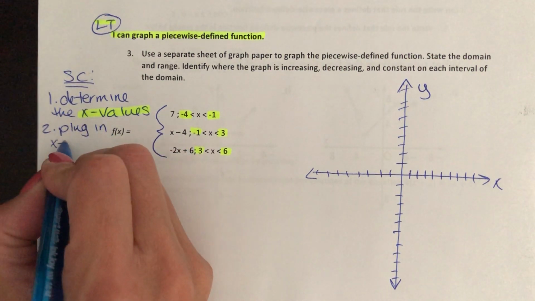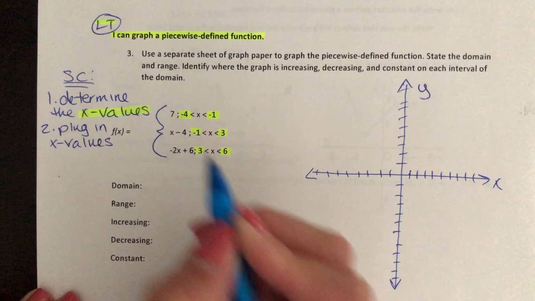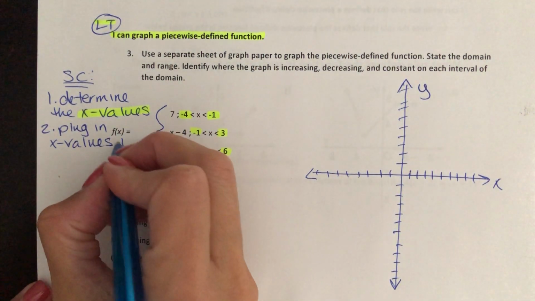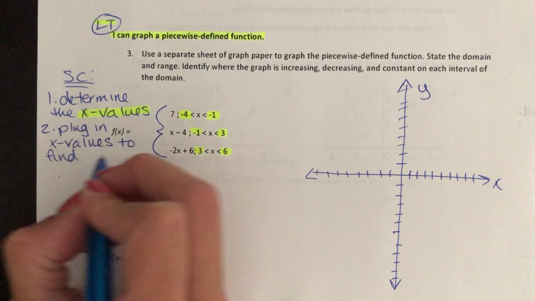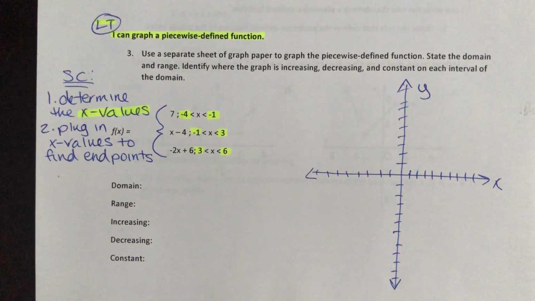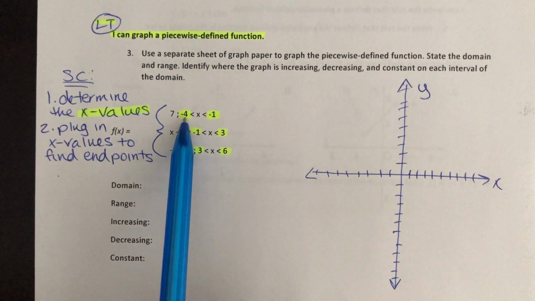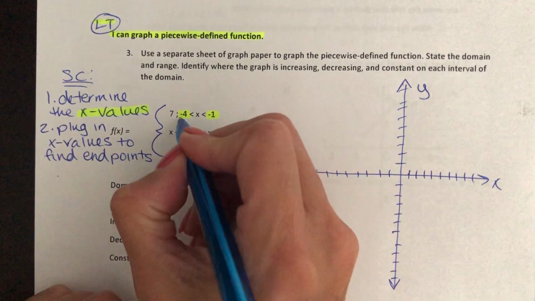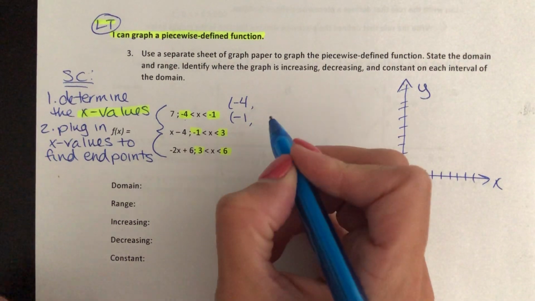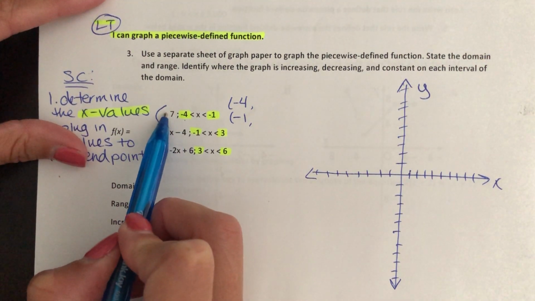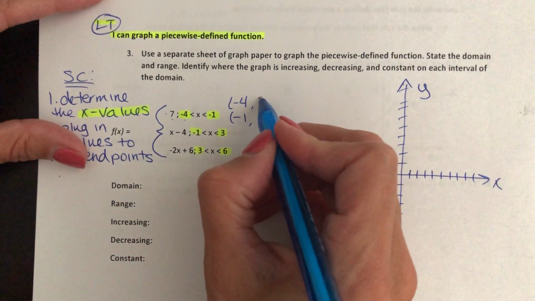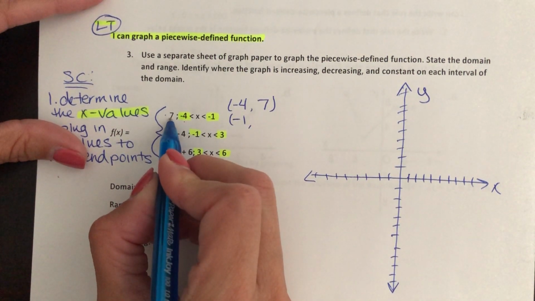Plug in x values. What this is going to do is give us our endpoints. So plug in x values to find endpoints, and I'll show you what that means right now. I'm going to plug in -4, sorry, I'm going to plug in -1 into this equation. Now there's no x in this equation, it's just a constant, so that means my y value is just that constant number of 7.